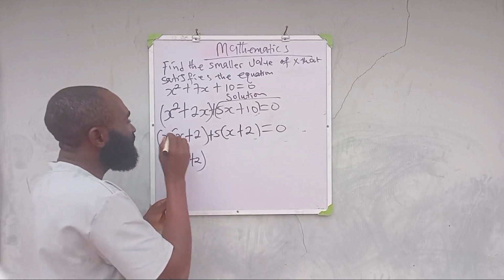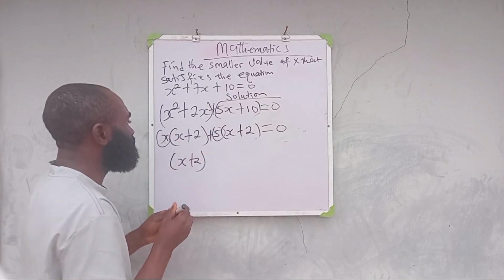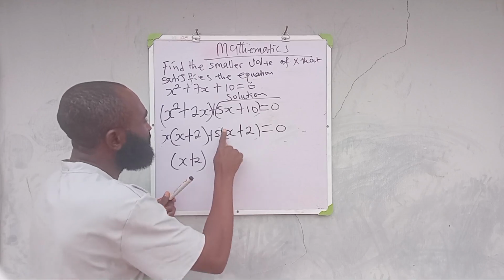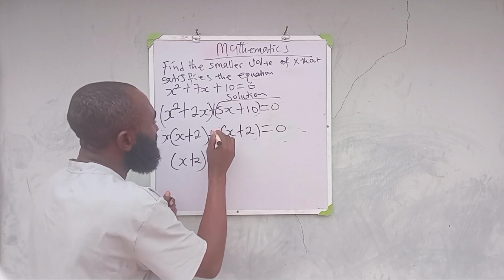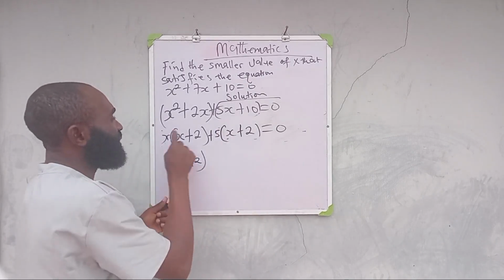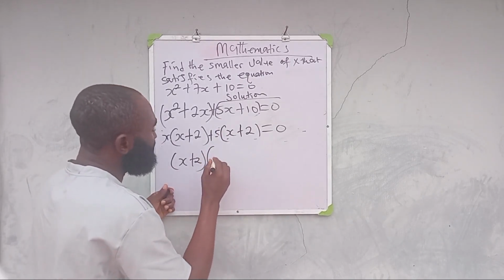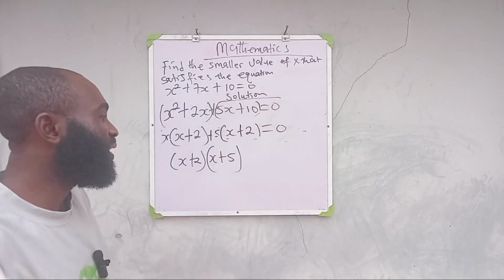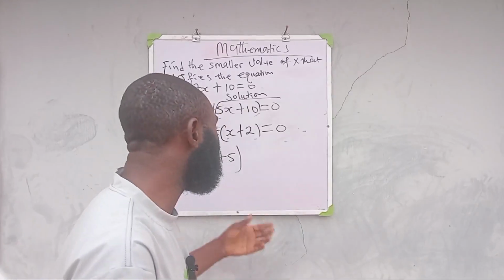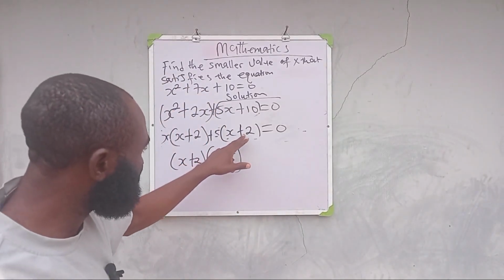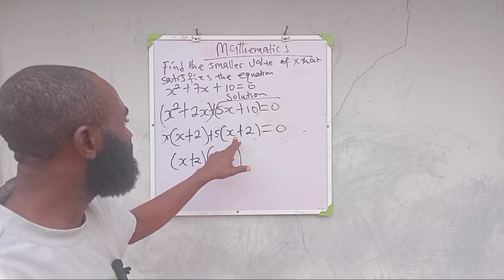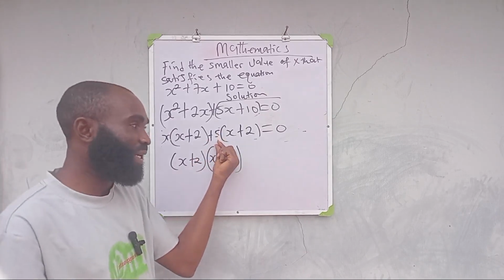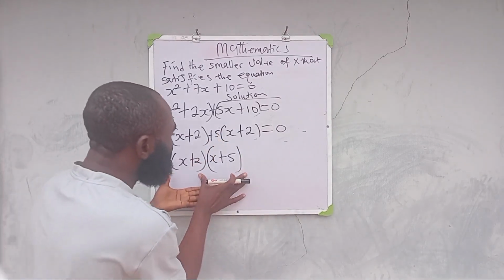Then we take the outside values to form the second bracket. What we have here is x and 5. So the second bracket will become x plus 5. In solving this, you have to take care of the signs. If it is negative, you take it as negative. Negative means minus sign.